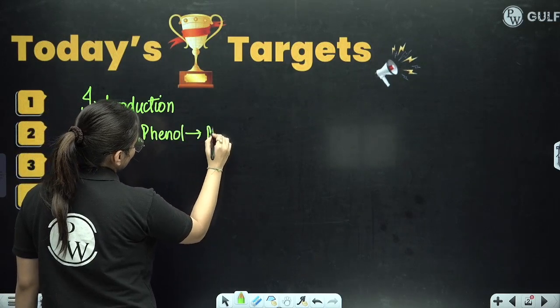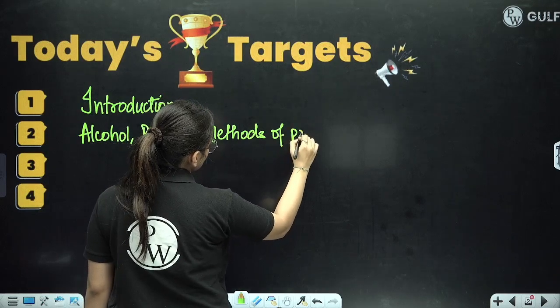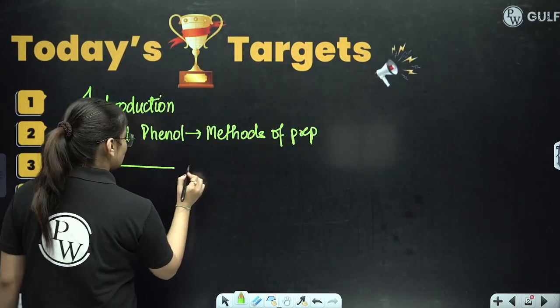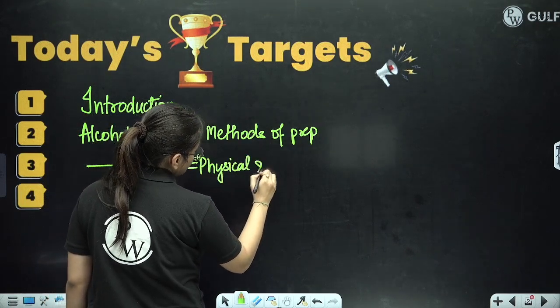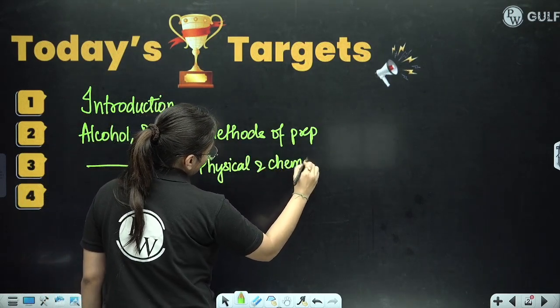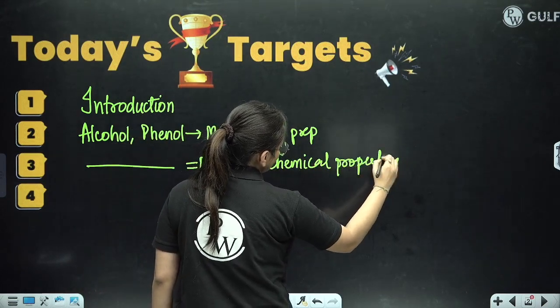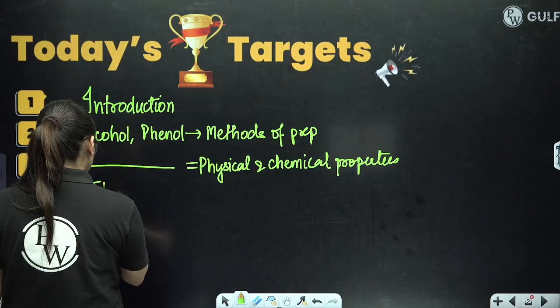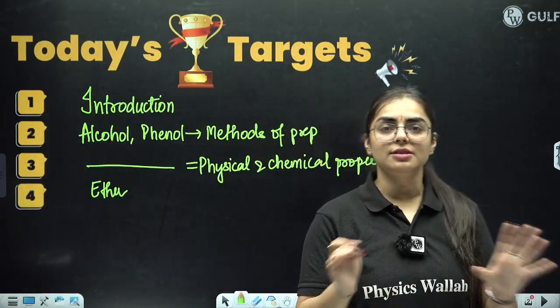We'll do the methods of preparation first, and then for both of them, we are going to cover physical and chemical properties. And at last, students, we shall be covering your ether part, right? So this is the way we are going to cover our complete session today.